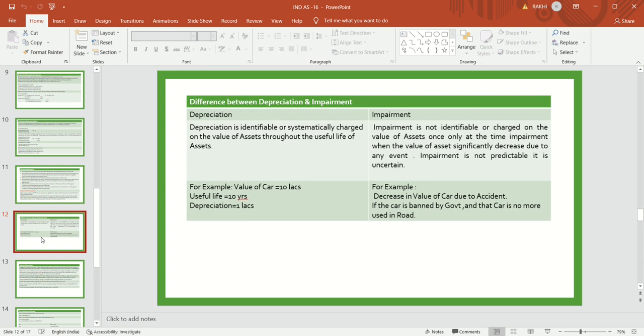Suppose, for example, the value of a car decreases due to an accident. It becomes impaired, there is no utilization of the car. That impairment is not certain and not predictable, so that is an impairment.